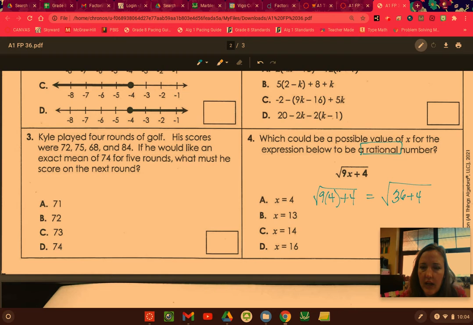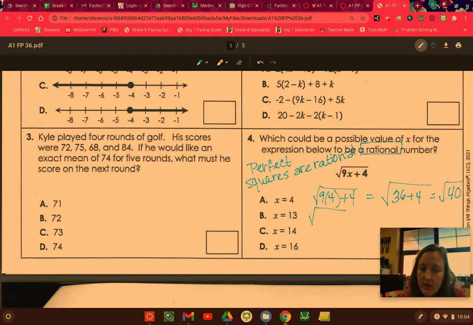So all perfect squares are rational. So we're trying to find numbers that are perfect squares. This is the square root of 40. Is that a perfect square? No. 36 is, but not 40. So it's not going to be that, right? Then you're just going to follow that process along till you get a perfect square.